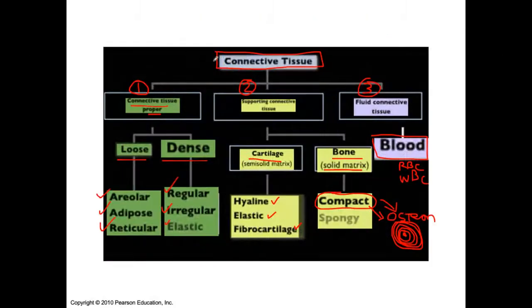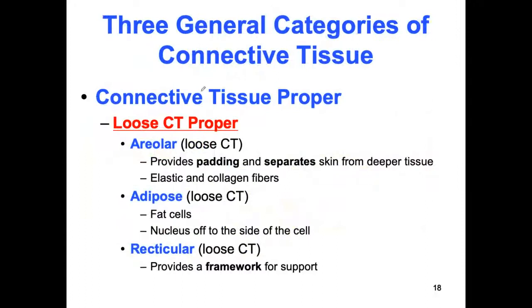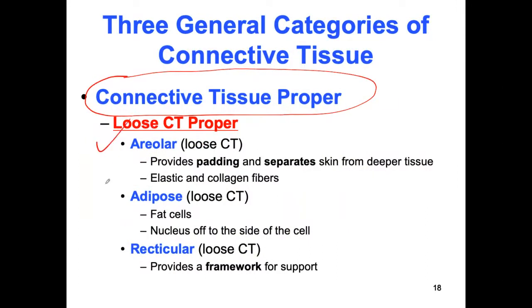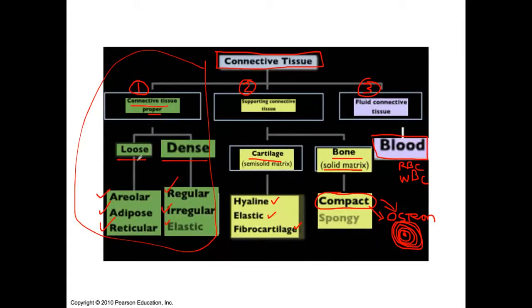So we're going to look here at this one first. We're going to focus here on connective tissue proper. So here's connective tissue proper, and we have areolar, adipose, and reticular, which is what it says here, right? Loose: areolar, adipose, and reticular.